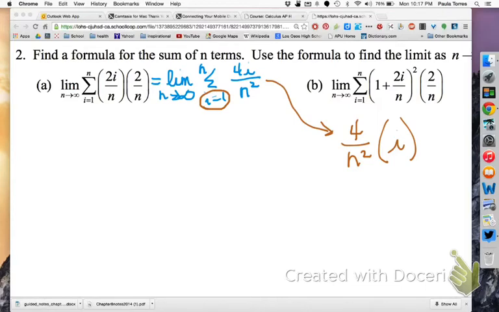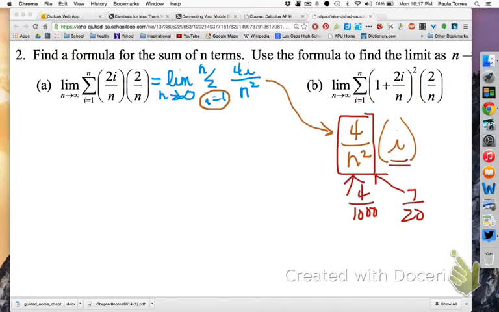So that means that this front piece is really nothing more than a big fat coefficient. It could be 4 over 1,000, or 7 over 20, any of that. It doesn't matter because it doesn't have an i in it. I just want to keep the i by itself. So I'm going to pull that coefficient to the front. Again, I still have the limit sitting out here. I'll just put the coefficient in front of sigma.